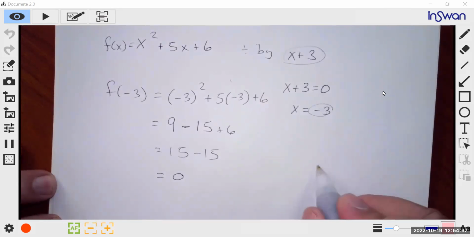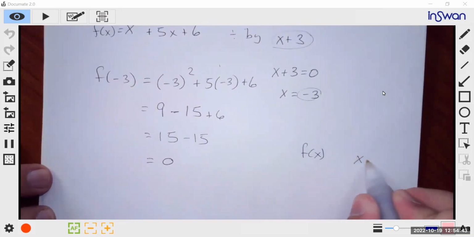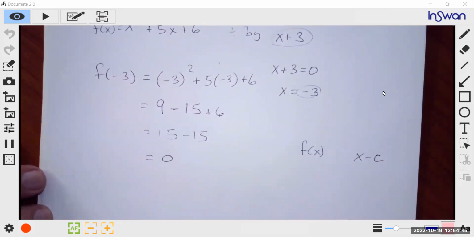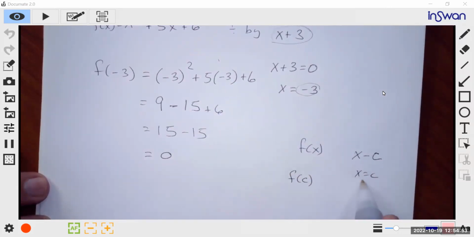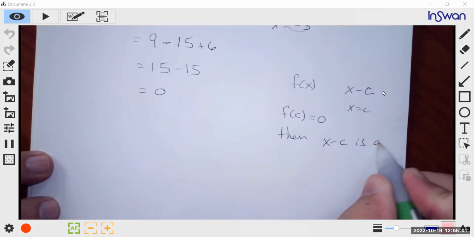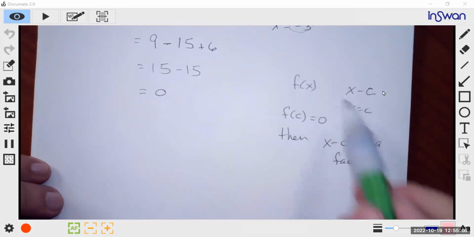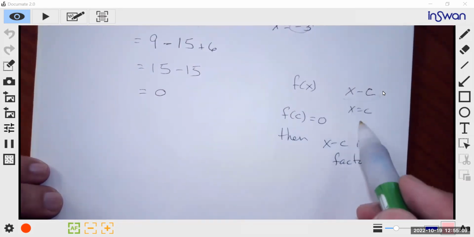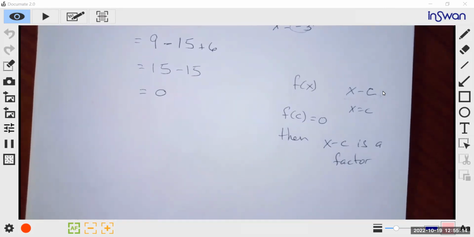What it says is if we have a function and we test it on a polynomial f minus c, solve this, we get x equals c. If f at c equals 0, then x minus c is a factor. What all that says is this: when you get your denominator, set it equal to 0 and plug that into the function. If the answer is 0, then you have a factor.